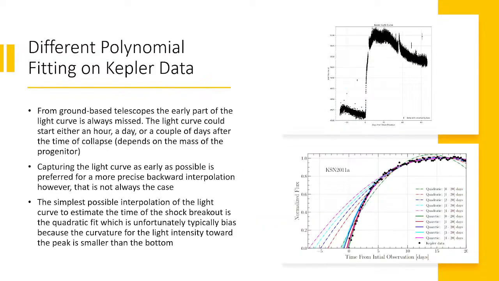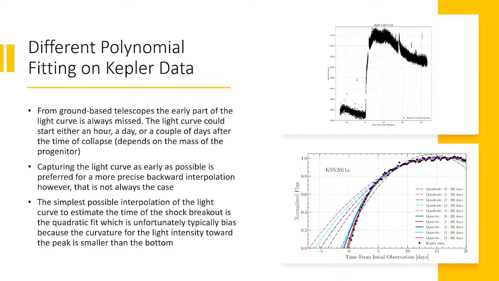One thing we also have to consider is that we were looking at ground-based telescope data, and the only data that had a pre-shock breakout came from a space telescope. For example, the Kepler data on the top is Kepler 2011A. Because it is not a ground-based telescope, we had to alter it to be more like a ground-based telescope.